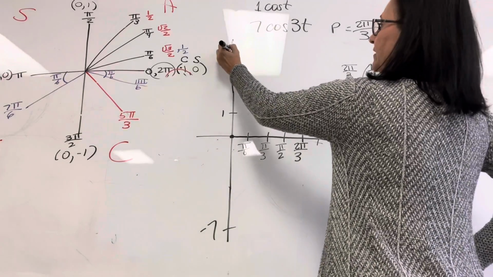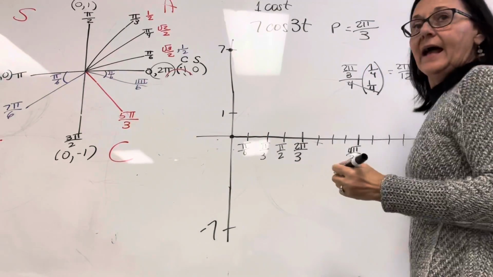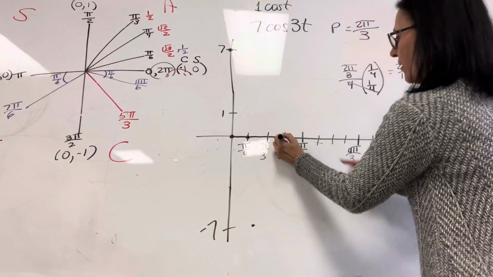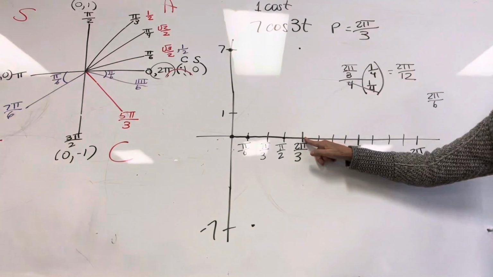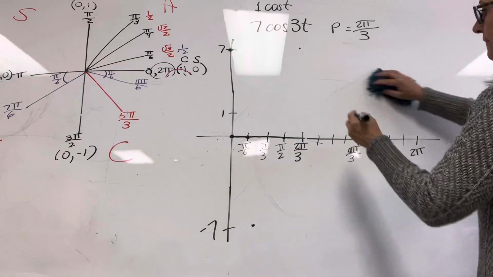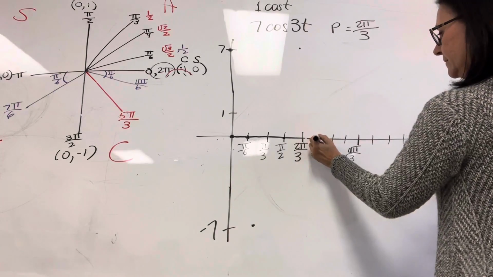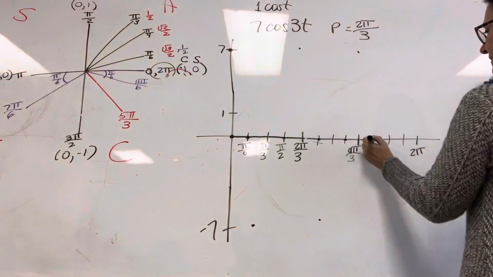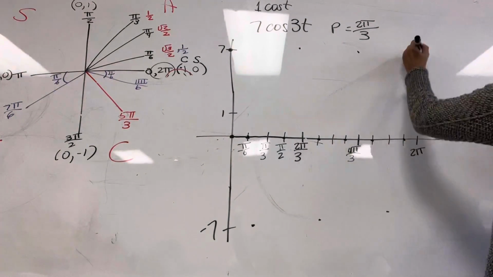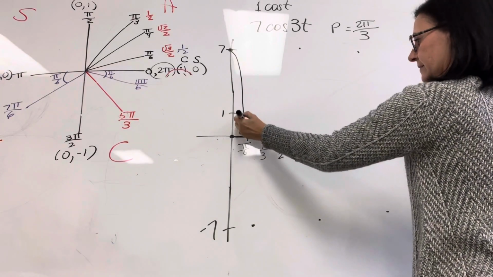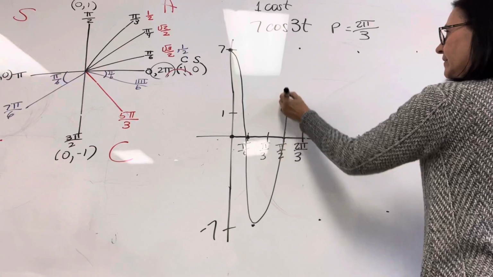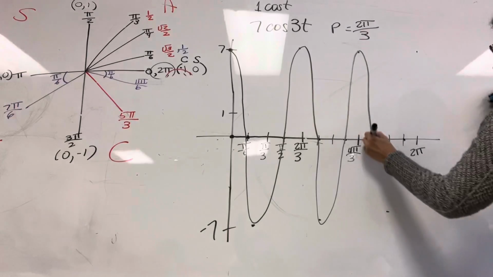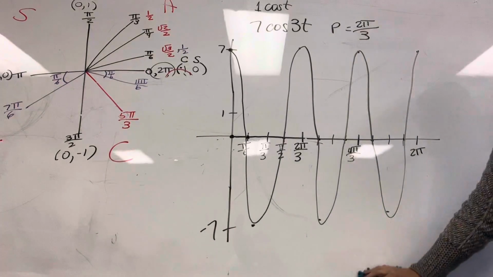But we're going up to 7. So we start at 7, go down to 0, down to -7, up to 0, back up to 7 here, and just repeat it. So 1, 0, -1, 0, 1. So we have this squished sandwich curve, with 3 cycles between 0 and 2 pi.